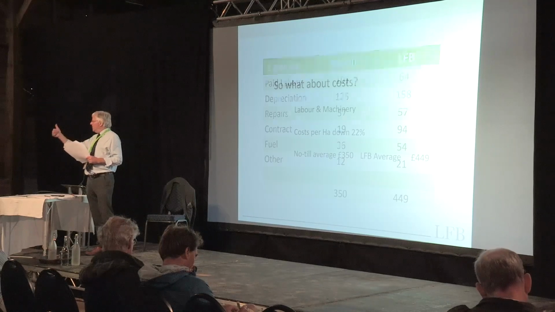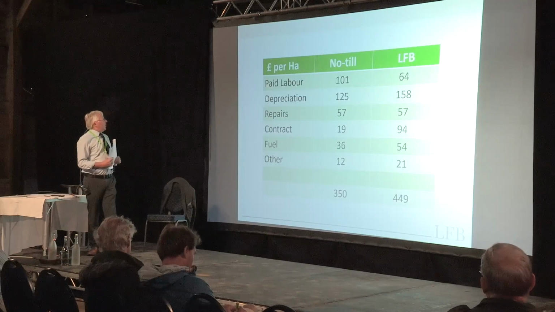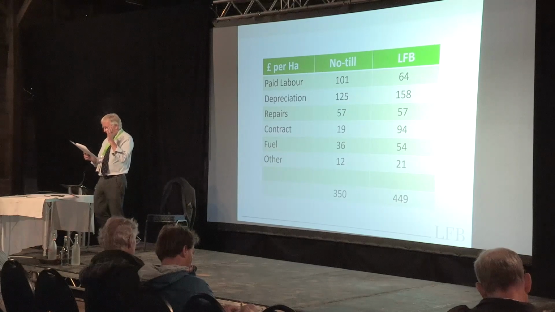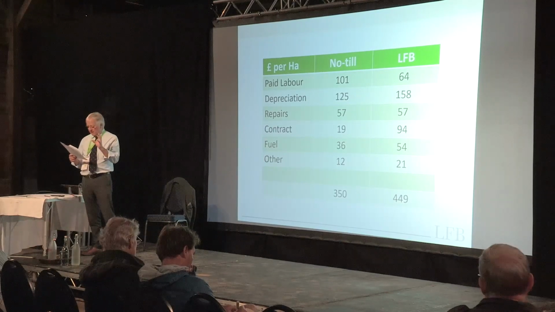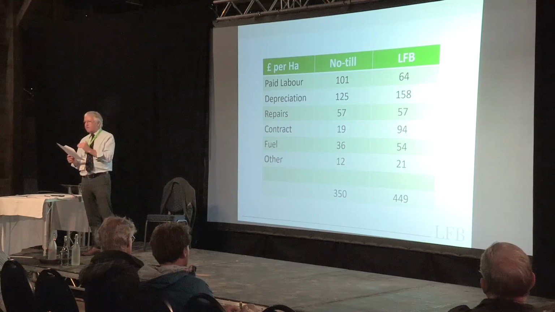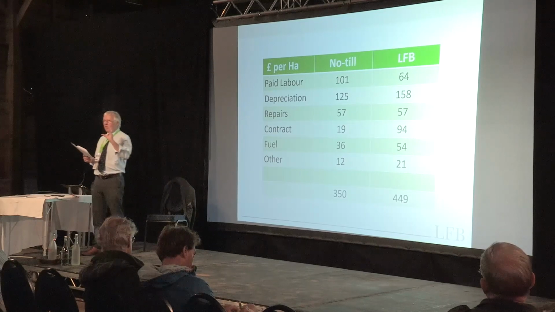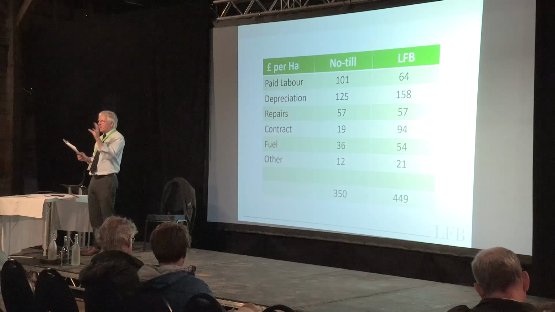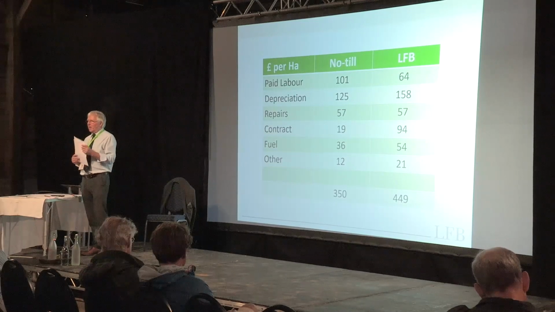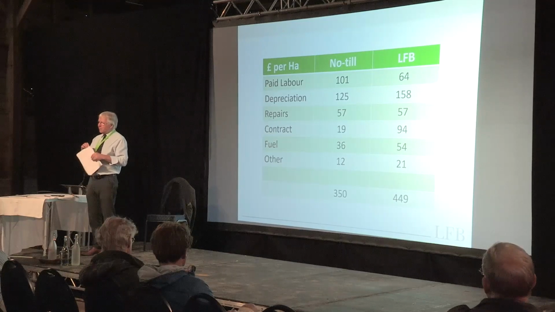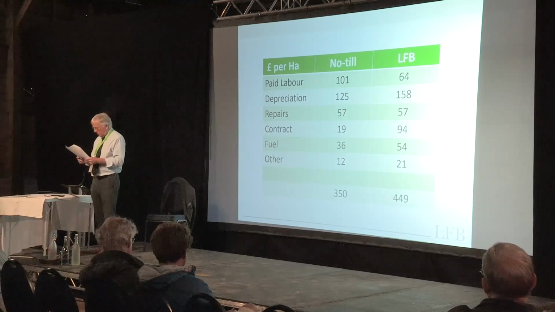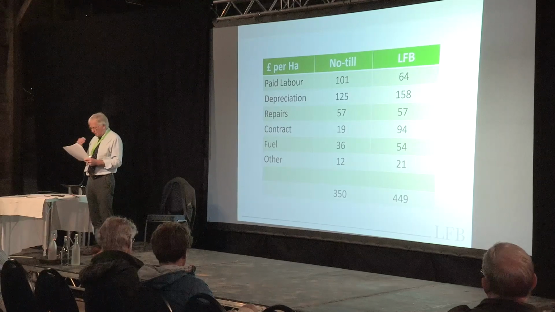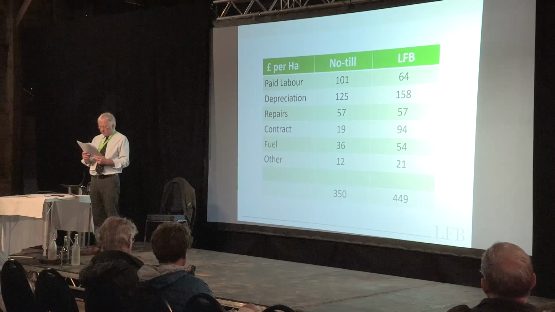So let's look at those in a bit more detail. We have a paid labour figure in here of 101 versus LFB of 64. Now, that's a bit of a quirky situation. In the group we have a bit of a hangover in some estates of labour, which we need to probably fine-tune into more arable. But they are the figures. We don't distort the figures. The figures that I'm showing you are the actual figures that we produce.